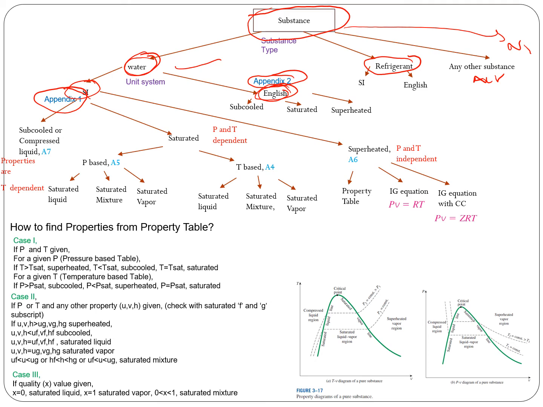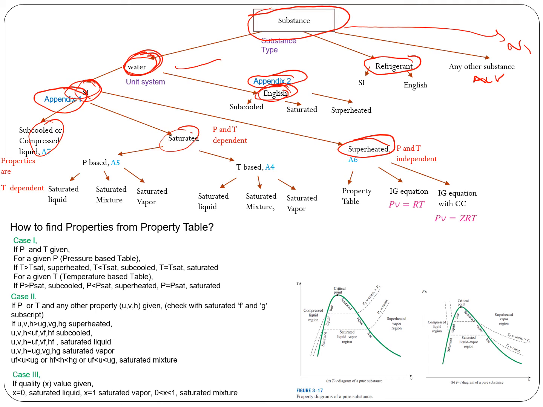I have shown here this concept map for water. How do you find the property? Now we know it is water. Let's say it is water, and it is the SI unit system. The next thing you need to figure out is where the water lies: whether it is subcooled water, saturated water, or superheated water. That's what we need to figure out.